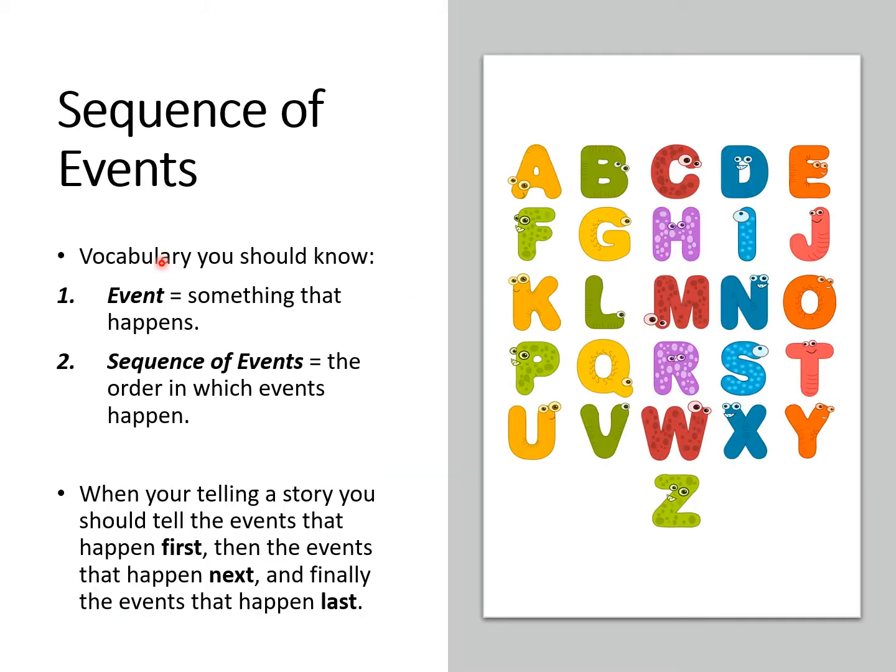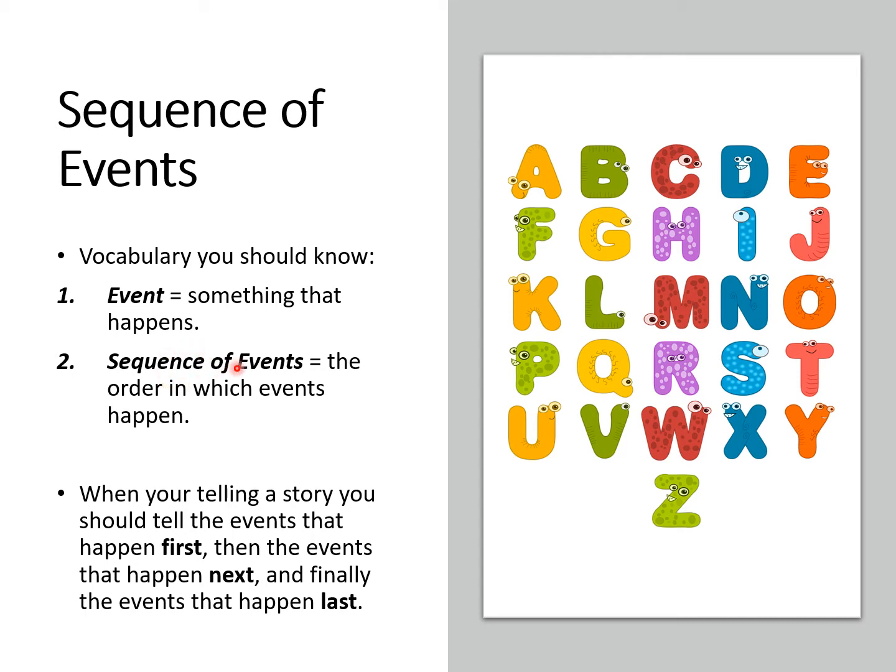The sequence of events. Okay, so this is the vocabulary that you should know. Number 1, event. An event is something that happens. For example, I woke up, I took a shower, and then I brushed my teeth. Those are events. Those are things that happened.